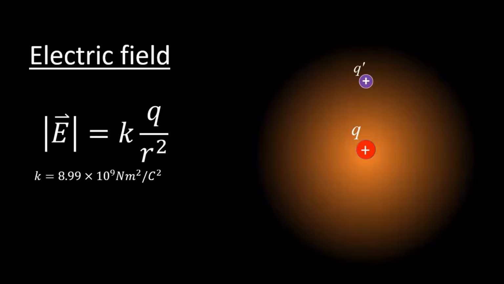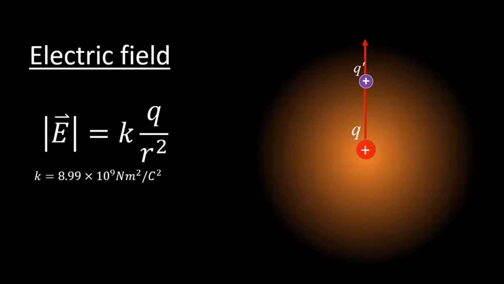Let's place it directly above the point charge. The force exerted by the point charge on the positive test charge, in this case, is upward. So this vector represents the electric field at the location of the test charge.